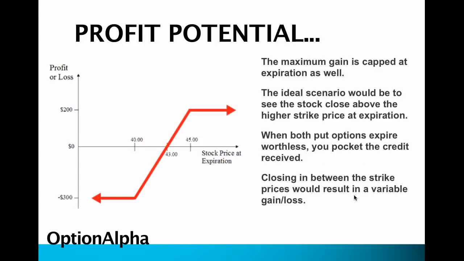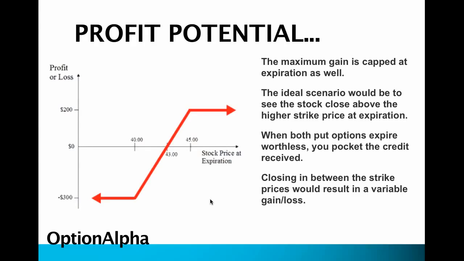So if we talk about profit potential now, we also notice that the top half of our profit loss diagram is flat, meaning it's capped to the upside and doesn't continue on in perpetuity. The maximum gain on these is capped. The ideal scenario would be to see the stock close above the higher strike price, so anywhere from 45 higher, in which case both put options expire worthless and you pocket the credit. Again, remember that a bull put spread is just a put credit spread.